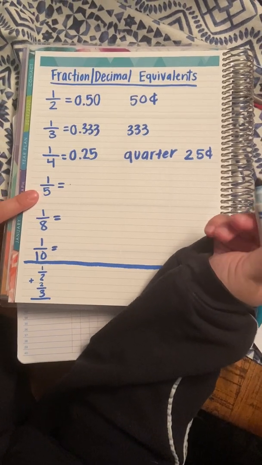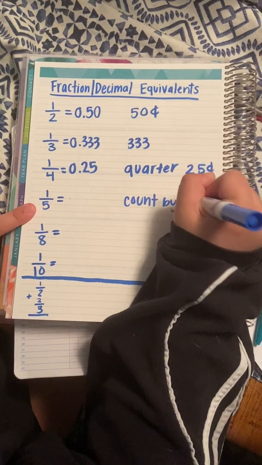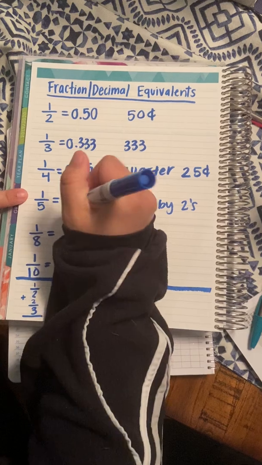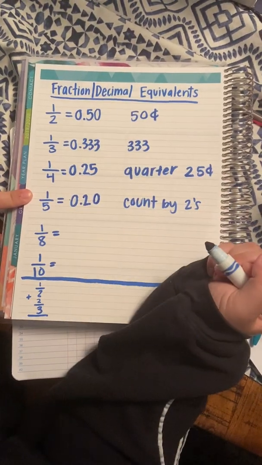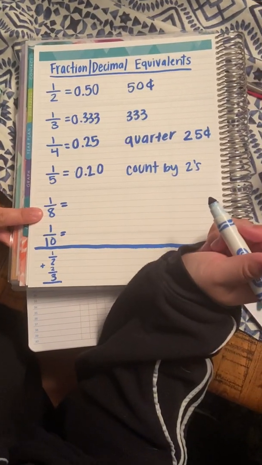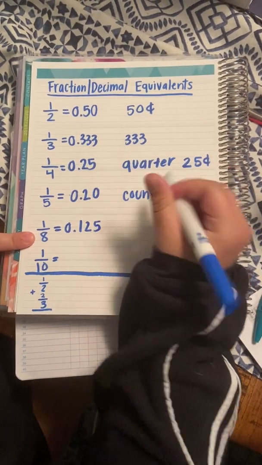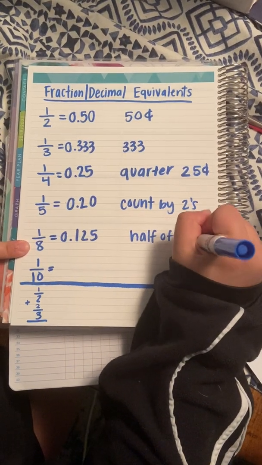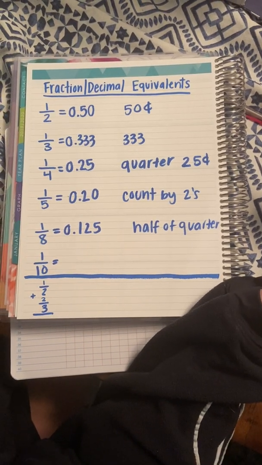Now for fifths, when you see fifths, you count by twos. So I have 1/5, so I'm going to count by twos one time. So 0.2. I could also add a ghost 0, and that does not change the value. Now our 1/8, that's the one where we just have to know, and 1/8 is equivalent to 0.125. It's also half of a quarter. So if you were to split 25 in half, that would get you 0.125.